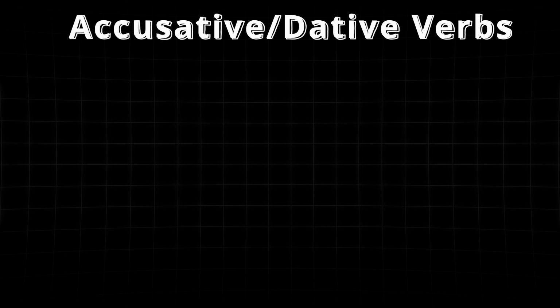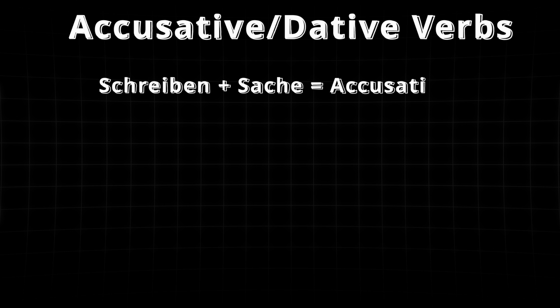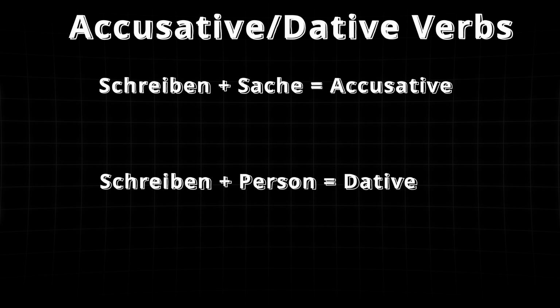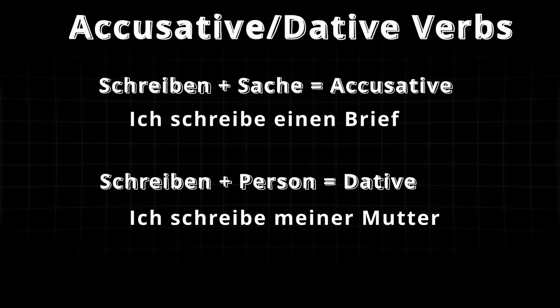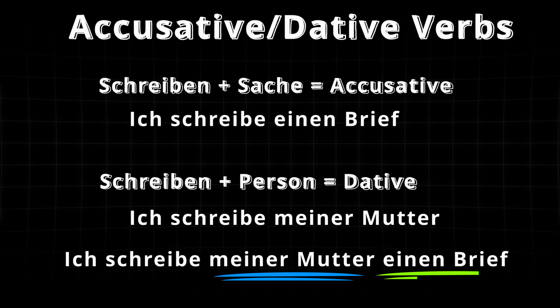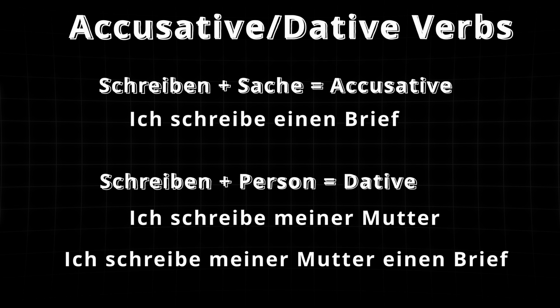Few verbs can be either dative or accusative, or can take both depending upon the type of object they are associated with. For example, schreiben. Schreiben plus Sache, meaning things, is always accusative. On the other hand, schreiben plus a person is dative. For example, "ich schreibe einen Brief," accusative. "Ich schreibe meiner Mutter" is dative. "Ich schreibe meiner Mutter einen Brief." It has both accusative and dative. And of course, I am only showing a few verbs on the screen, but the list is long.